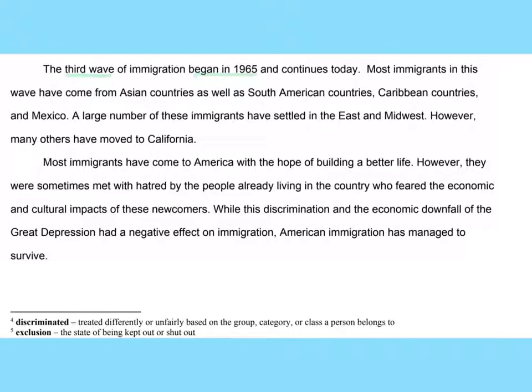It says it began in 1965, and it's still going on today. We have people coming from Asian countries, South American countries, Caribbean, and Mexico. So those are some of the things that are important to note. Of course, the final, or the seventh paragraph, wraps everything up. So we found all of the important information about each of these waves, and we're ready to take some notes.